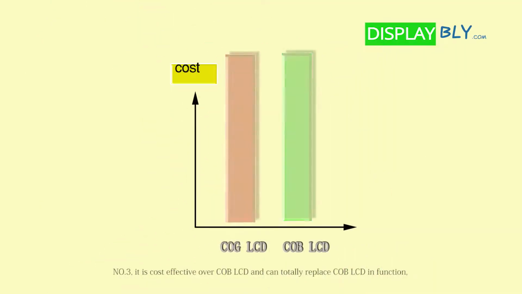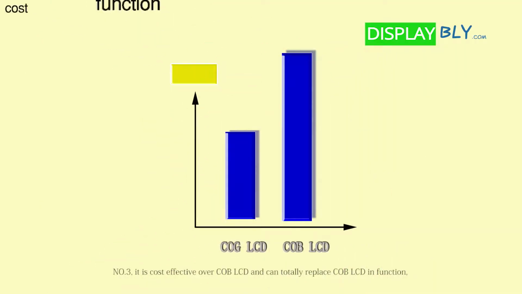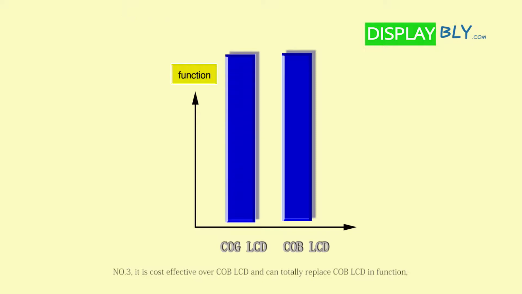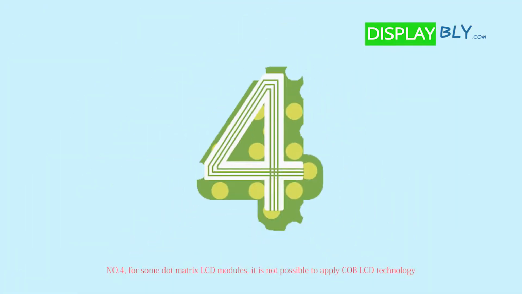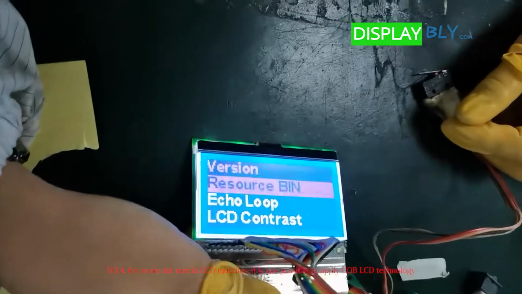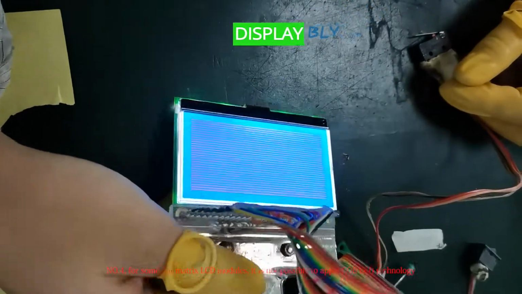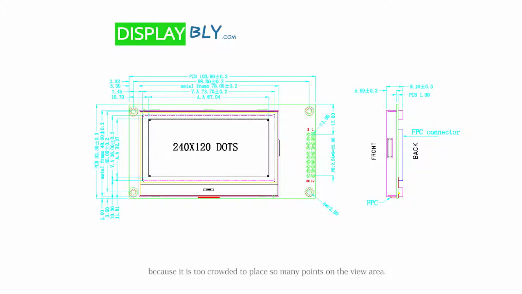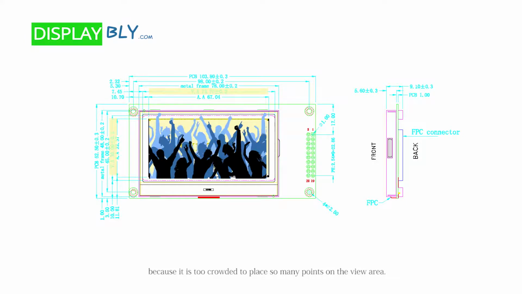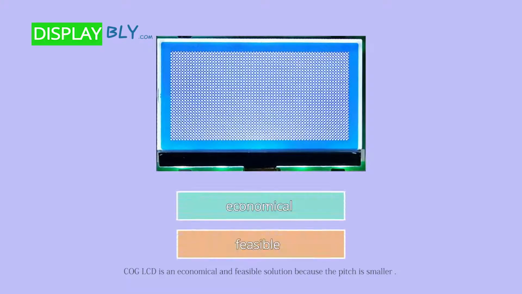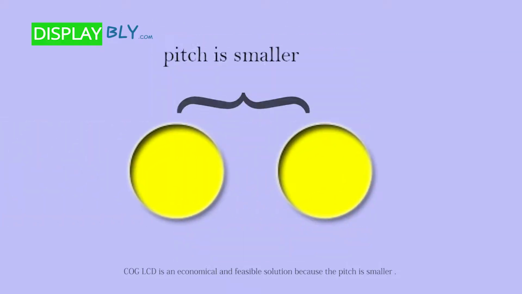Number 3. It is cost-effective over COB LCD and can totally replace COB LCD in function, especially in graphic LCD modules, because it reduces the number of ICs. Number 4. For some dot matrix LCD modules, it is not possible to apply COB LCD technology because it is too crowded to place so many points on the view area. COG LCD is an economical and feasible solution because the pitch is smaller.